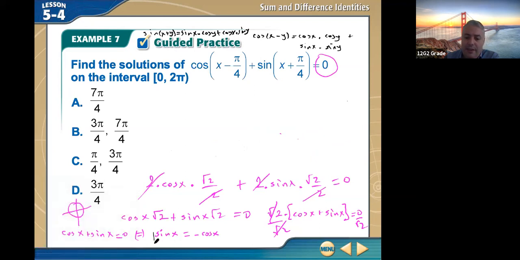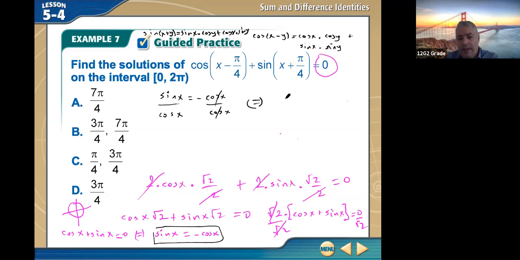sine of x is equal to negative cosine of x. That's true, right? So let me copy down here. Sine of x is equal to negative cosine of x. Now be careful. If I divide both sides by cosine, can I say tangent of x is -1? What do you think?